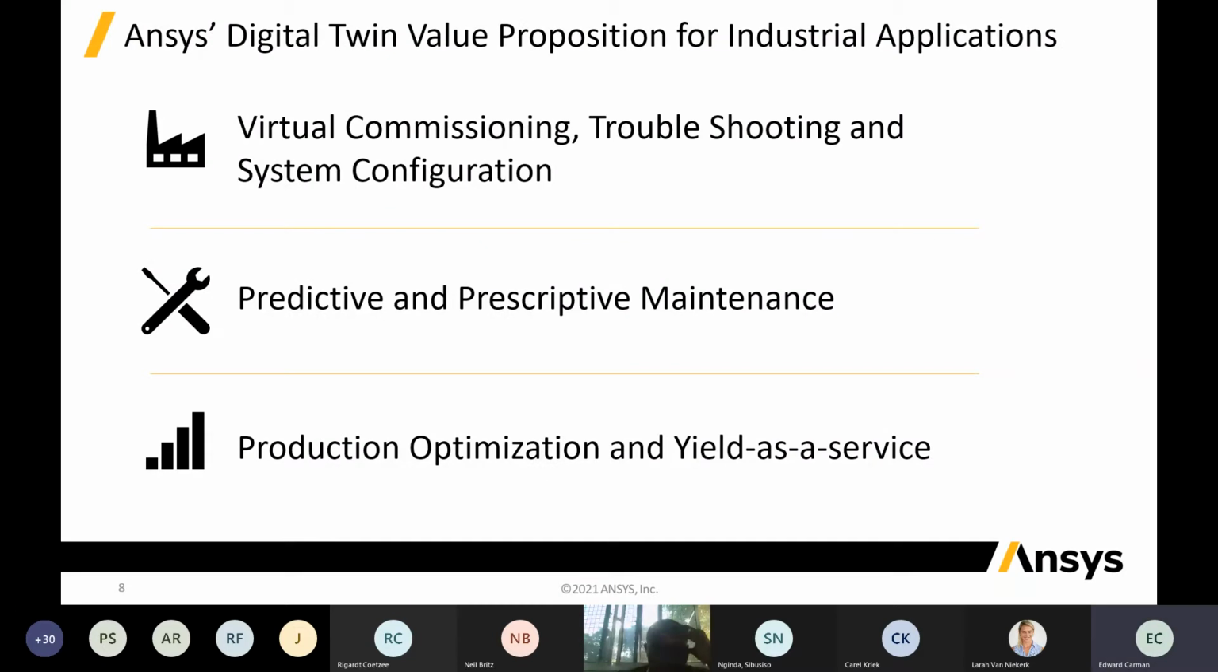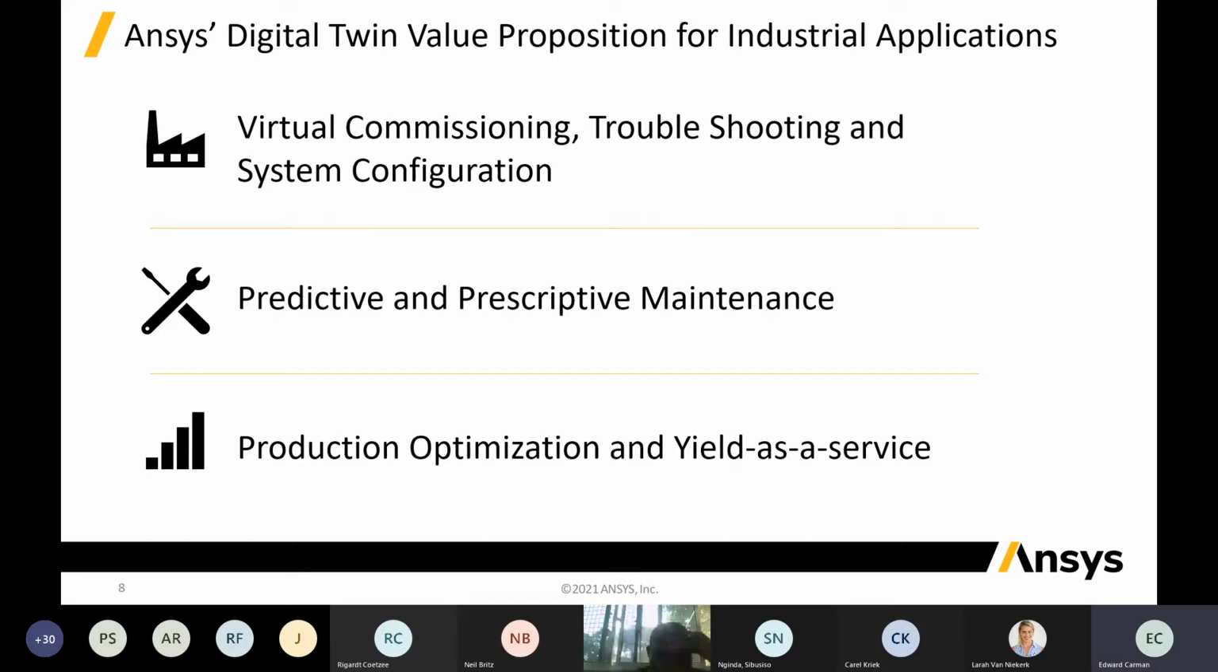So we're seeing the value of Ansys-based, physics-based digital twins used in industrial applications in three main areas. The first is things like troubleshooting problems, configuring systems, or commissioning systems virtually. So testing configurations out, testing different solutions out before you implement them in the real world.